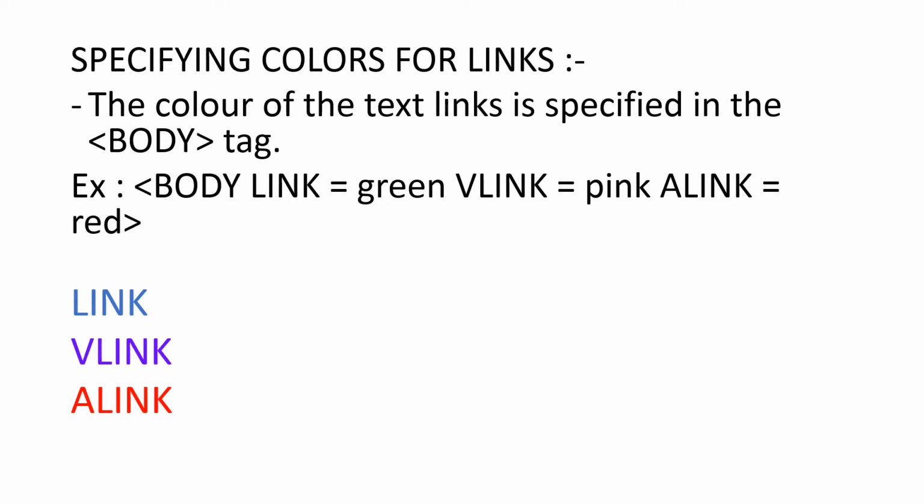Fine. Now in the body tag there are three types of link. First is link, second is vlink, third is alink. Link is the standard link. It links to a page the visitor has not been to, and the standard color is blue. When you see any link on a web page, by default it will appear in blue color only. And you can also change the color of that link. We will see it practically.